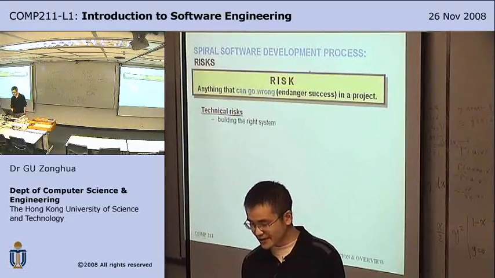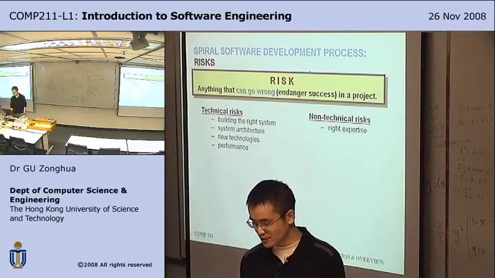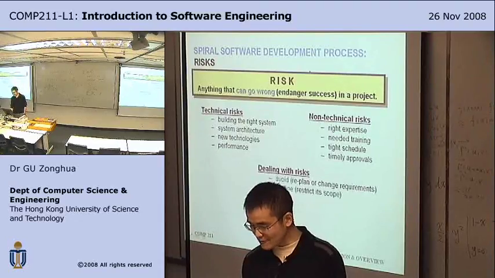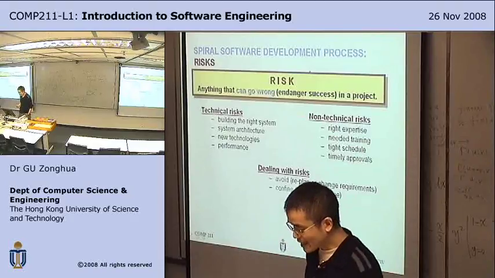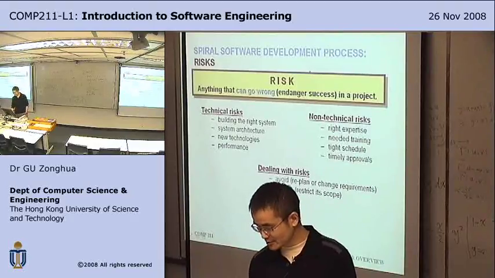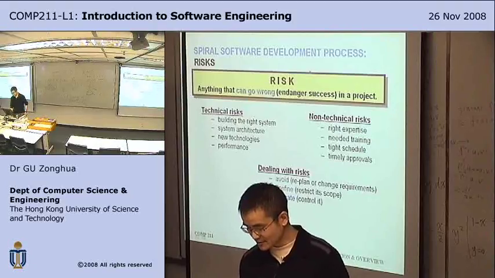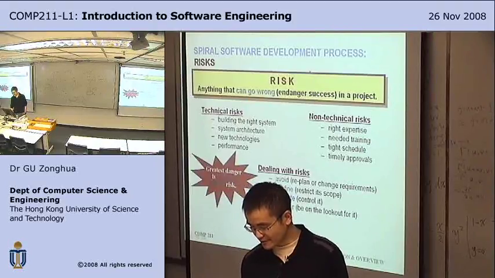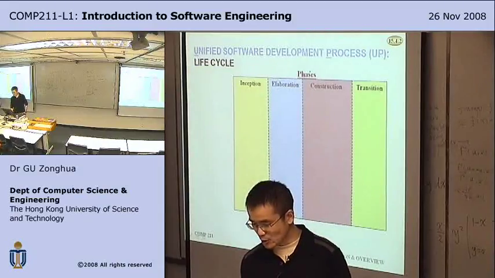Risks are anything that can go wrong, including technical risks and non-technical risks, like people, management, and approval. Dealing with risks, you can avoid it by changing requirements. Perhaps the system is too ambitious. You make it smaller, confine its scope, mitigate, control it, and monitor for risks. So with project killer risks, prioritize and deal with the biggest risks as early as possible.